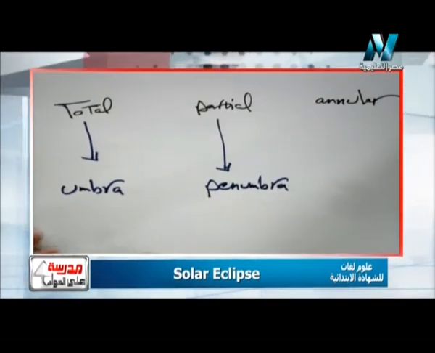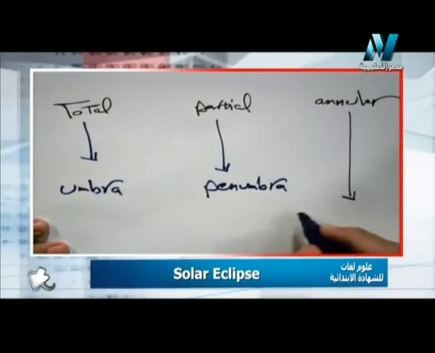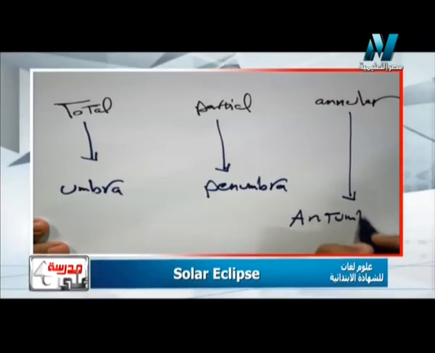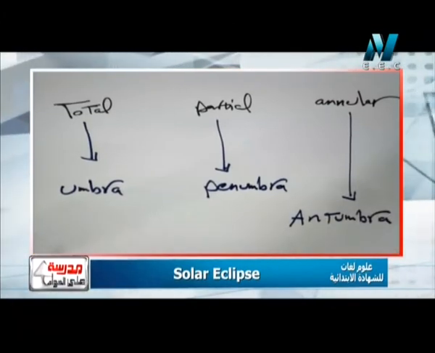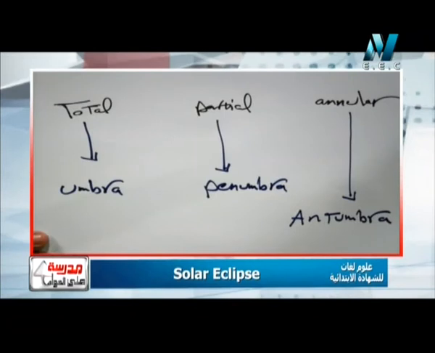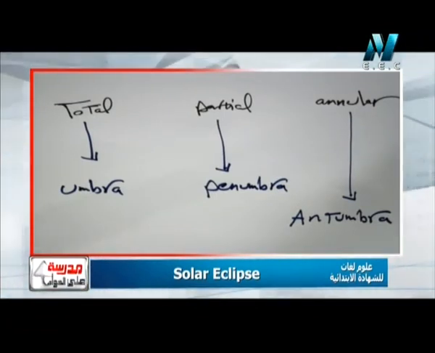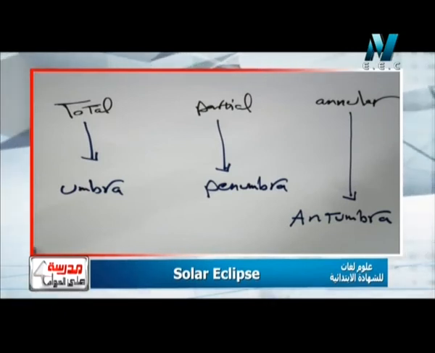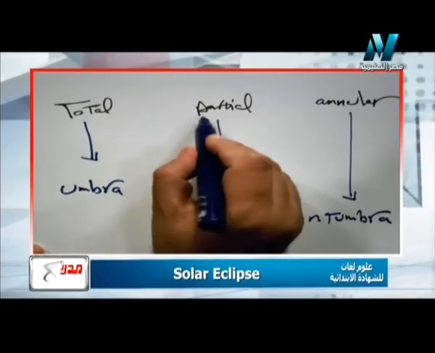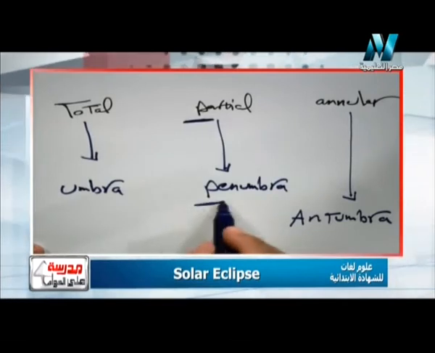And what about the annular? It occurs in the area of antumbra. Okay, again, total eclipse occurs in the area of umbra. Partial occurs in the area of penumbra. And at last, annular occurs in the area of antumbra. So we must note that partial begins with the letter P, and occurs in the penumbra with the letter P.